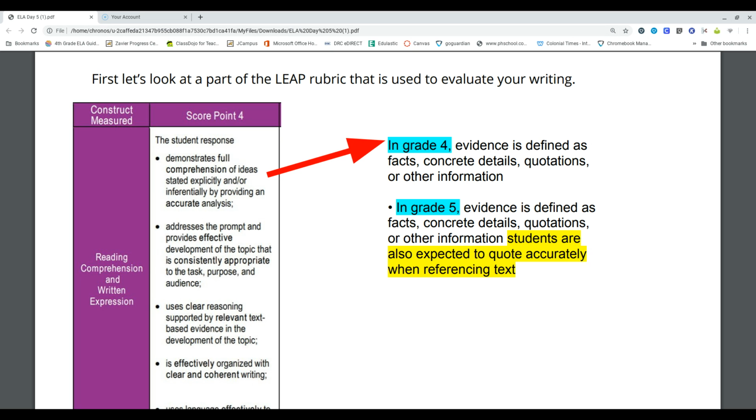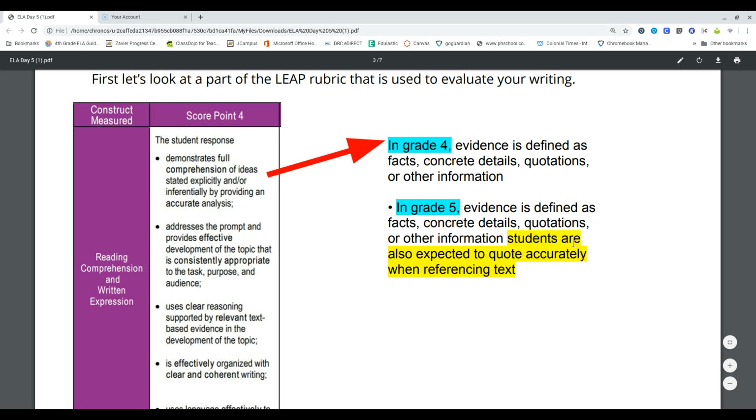Demonstrates full comprehension of ideas. So you have to show that you understand everything that you have read, and you show that by giving evidence. In grade 4, and the same in grade 5, evidence is defined as the facts, the concrete details, quotations, or other information. And you can also see highlighted for grade 5, students are also expected to quote accurately when we're referencing text.